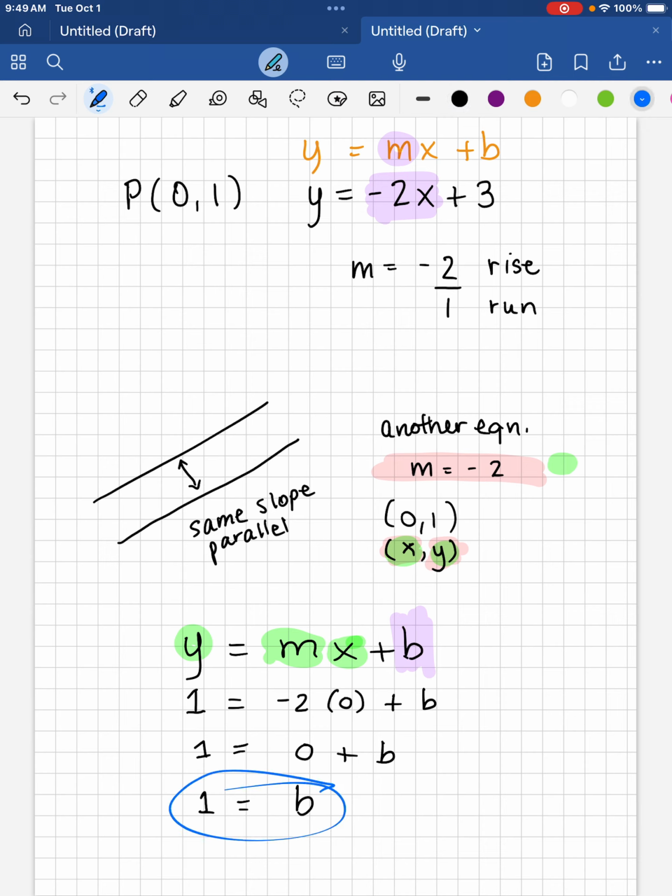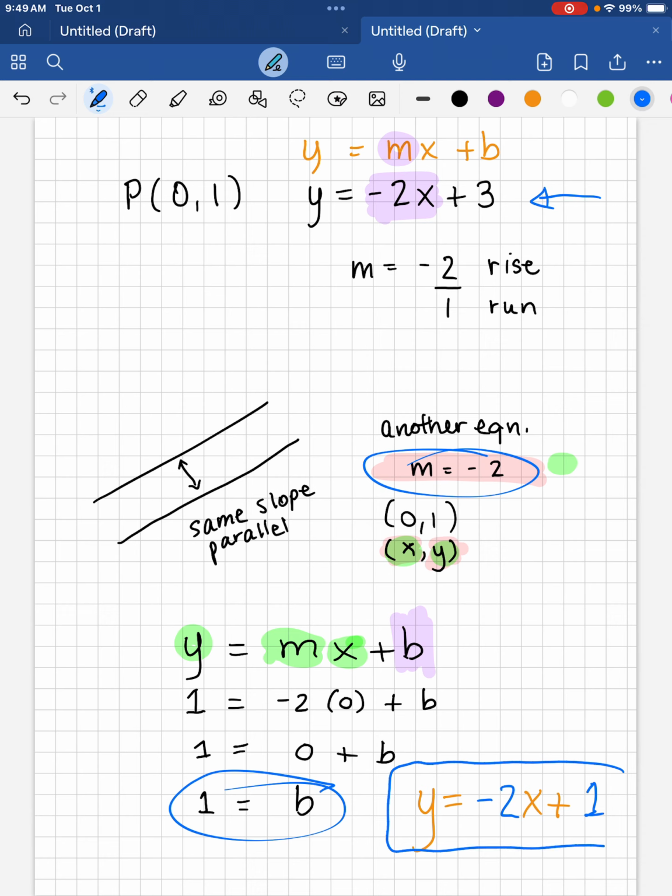Now I know what b is. So to make my final equation, I'm going to go back to y equals mx plus b. Equations, just like this one up here, have variables x and y, so I'm going to leave the x and y in my equation. But I now know what m and b are, and to write any equation of any line, I just need to know what m and b are. So m is negative 2, and b is 1. So my final equation is going to be y equals, and instead of m, I'm going to put in that negative 2, x plus, and then I'm going to put in that b.